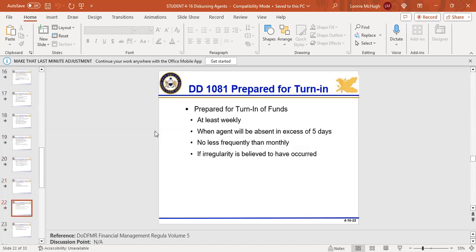So that is a sum of lines 2 through 11. All right, and now we're going to briefly go over the turn-in one, and then I'm going to walk you through what this would look like in real life. All right, so 1081 is prepared for turn-in at least weekly, or when the agent will be absent in excess of 5 days.